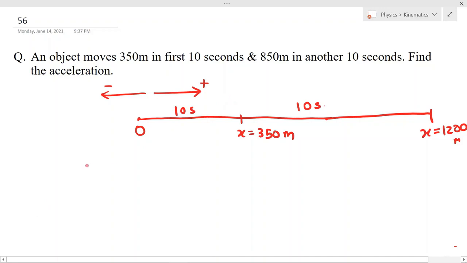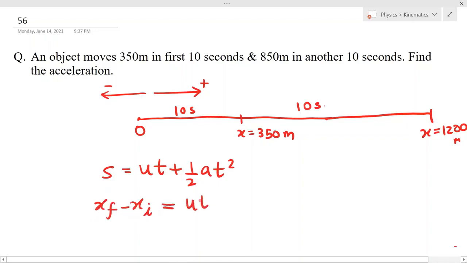Let's assume that initial velocity is u. So let's apply s is equal to ut plus half at square. Now what is s? S is the displacement. So displacement is xf minus xi, where xf is the final position, xi is the initial position. This equals ut plus half at square. Now what is xf? That is final position. It is 350 meter minus x initial. Initial position is 0. So this is 0 meter.